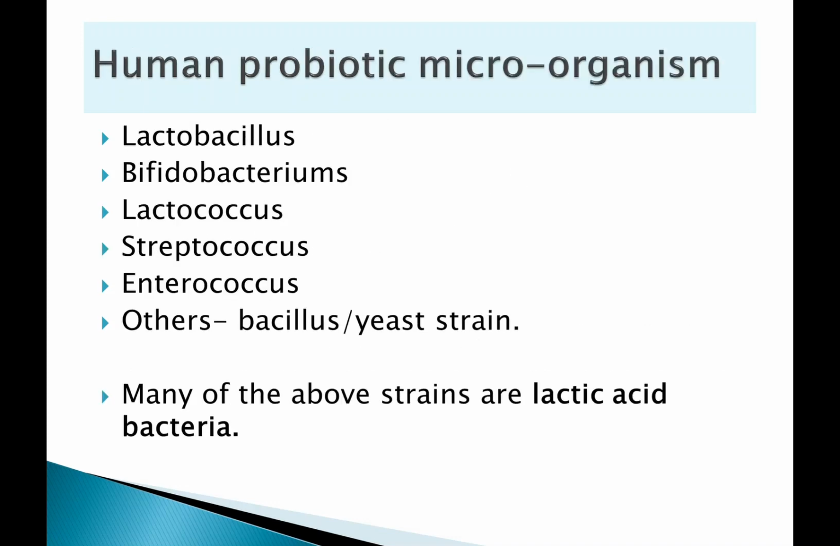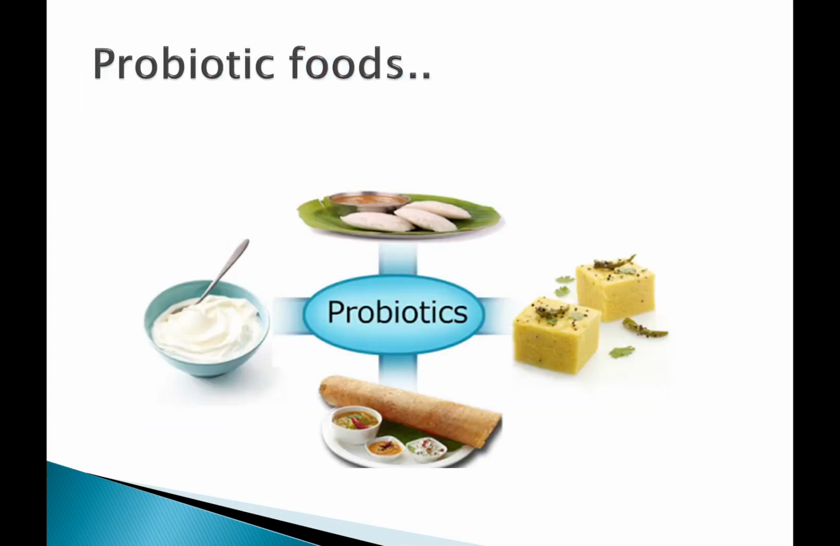So these human probiotic microorganisms are very similar to the gut bacteria. A few examples are Lactobacillus, Bifidobacteriums, Lactococcus, Streptococcus, Enterococcus, and a few varieties of Bacillus and yeast strains. Many of these strains are lactic acid bacteria, meaning they ferment and produce lactic acid. This technique of fermentation has been known to mankind for a long time, and it has been used in the preparation of food items and alcoholic beverages.